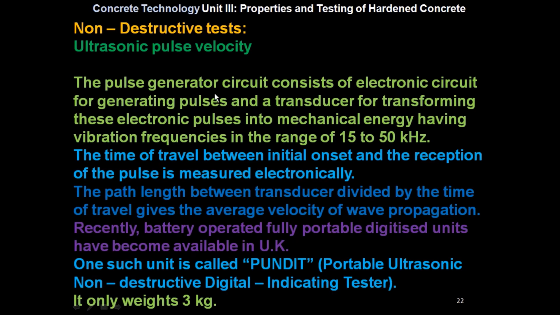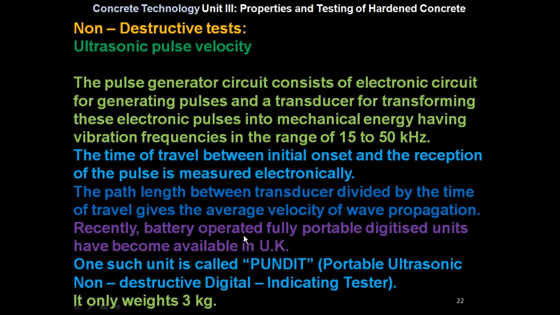The pulse generator circuit consists of an electronic circuit for generating pulses and a transducer for transforming these electronic pulses into mechanical energy having vibration frequency in the range of 15 kHz to 50 kHz. The time of travel between initial onset and the reception of the pulse is measured electronically. The path length between transducers divided by the time of travel gives the average velocity of wave propagation.